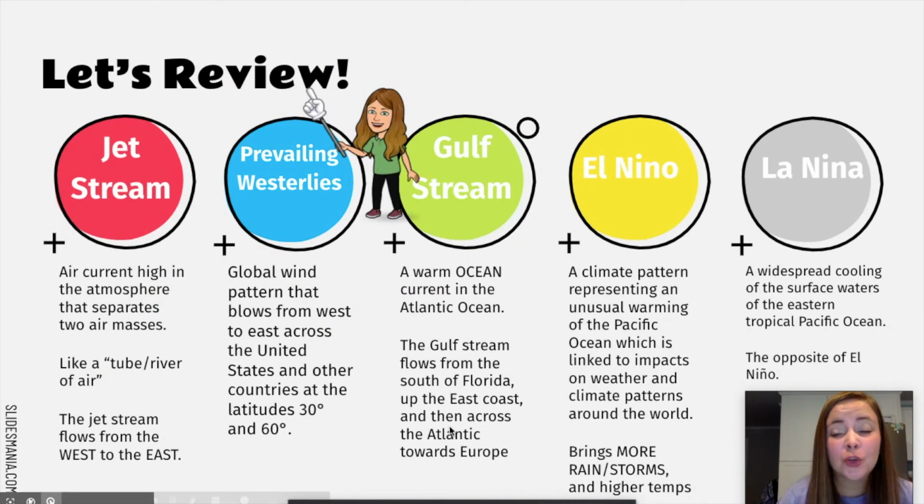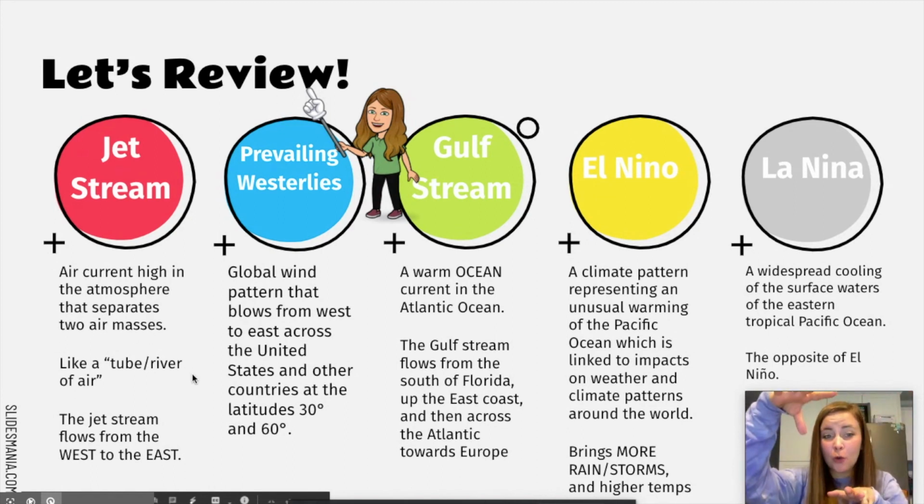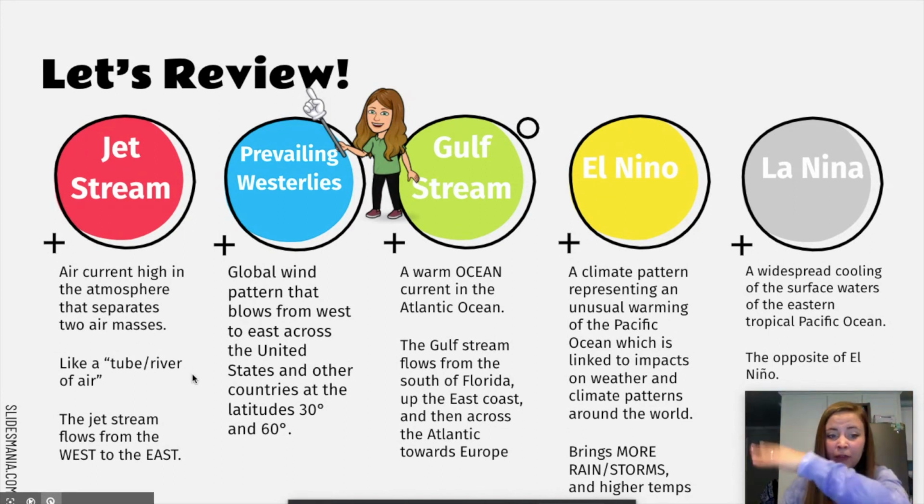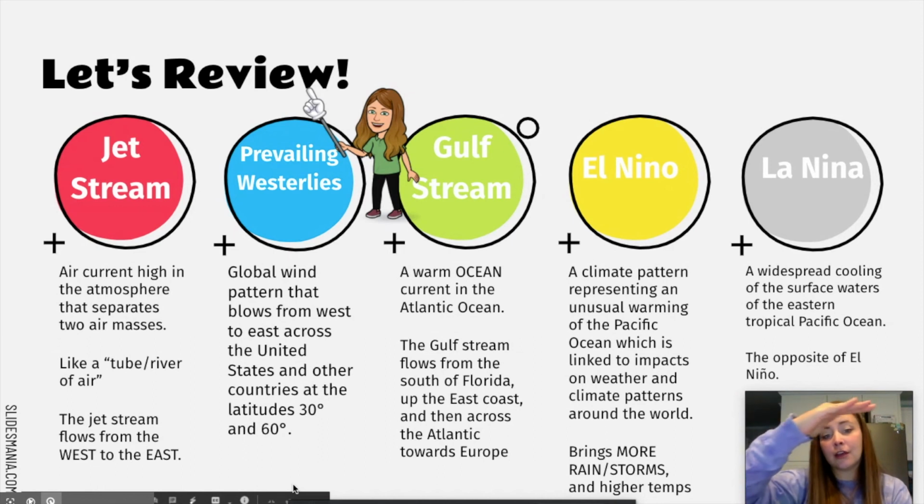All right, so we're going to review a little bit about what we've learned, and then we're going to watch a short little video about hurricanes. So again, jet stream, we've got the air current. It's high in the atmosphere. It separates the cold air mass from the warm air mass. It's like a tube of air that runs between those two, and it flows from west to east. The prevailing westerlies are a global wind pattern that blows from west to east across the United States and other countries at latitudes of 30 to 60 degrees, which is pretty much North America, or the United States.